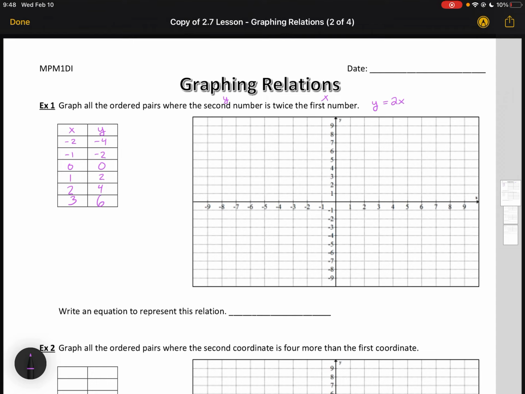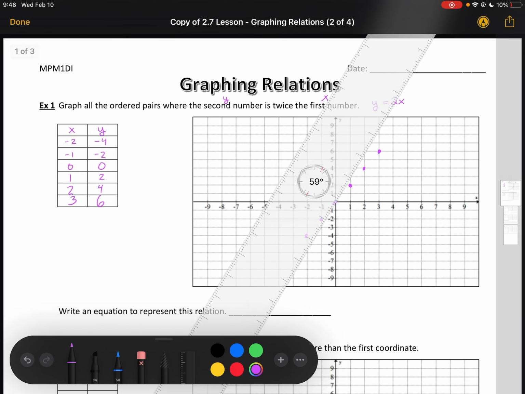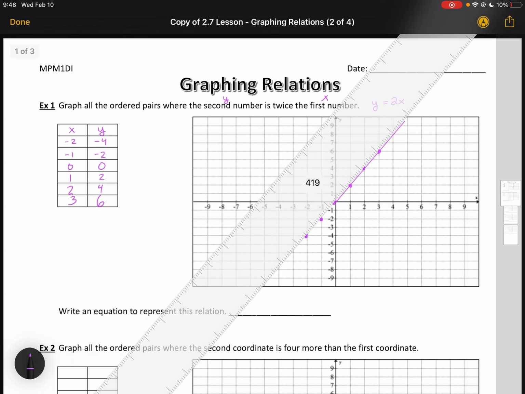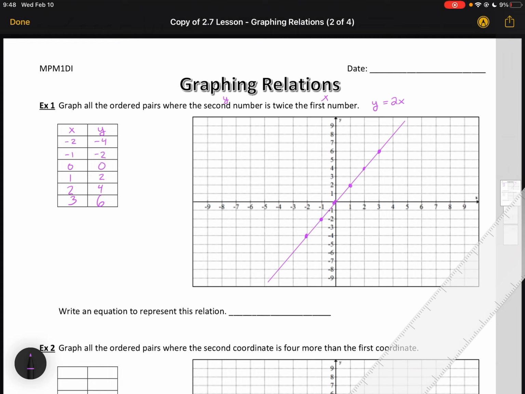Now I can put those points on my graph. -2, -4, -1, -2, 0, 0, 1, 2, 2, 4, and 3, 6. To represent all of the ordered pairs, I'm going to need to draw a line through those points, using my ruler, extending all the way across my graph, and adding the arrows on the end to show that my relationship continues. We already developed the equation at the beginning, so I will fill that in down here. Second number is 2 times the first number.